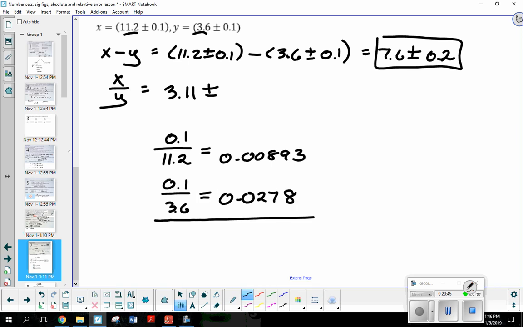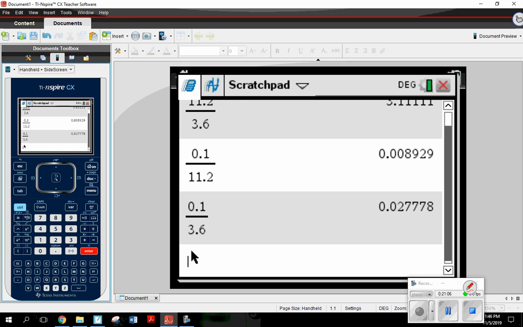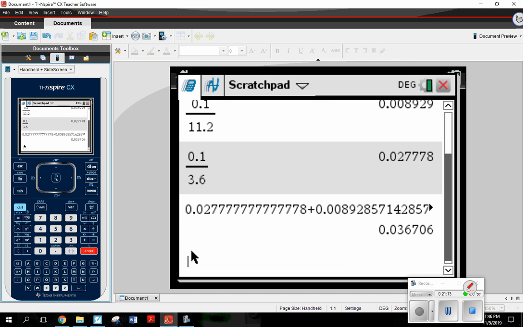Now, each of these represents the relative error. If I were to multiply by 100, that would be the percentage error that original 0.1 represented. But again, to work with these, we need them in the decimal form. So here's the relative for the first one, here's the relative for the second one, x and y. I want to add those up. So I'm going to take that 0.0278 plus that one right there, and I'm going to get 0.0367.